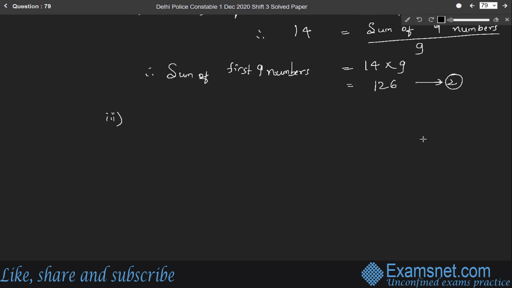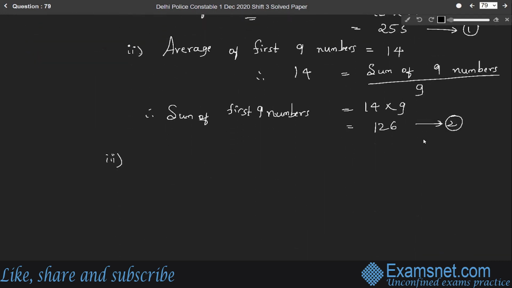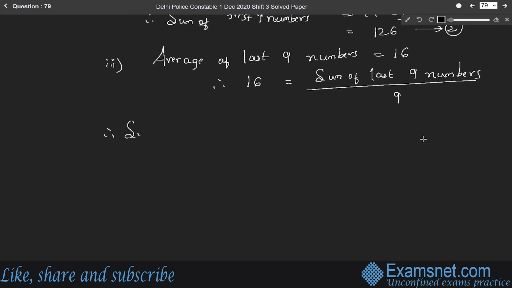So in the third case, come back to the question: and that of the last 9 numbers is 16. Therefore, the average of last 9 numbers is equal to 16. So 16 can be written as sum of last 9 numbers divided by number of observations, which is 9. Therefore, the sum of last 9 numbers is equal to 16 into 9, which is equal to 144. So consider this as equation 3.